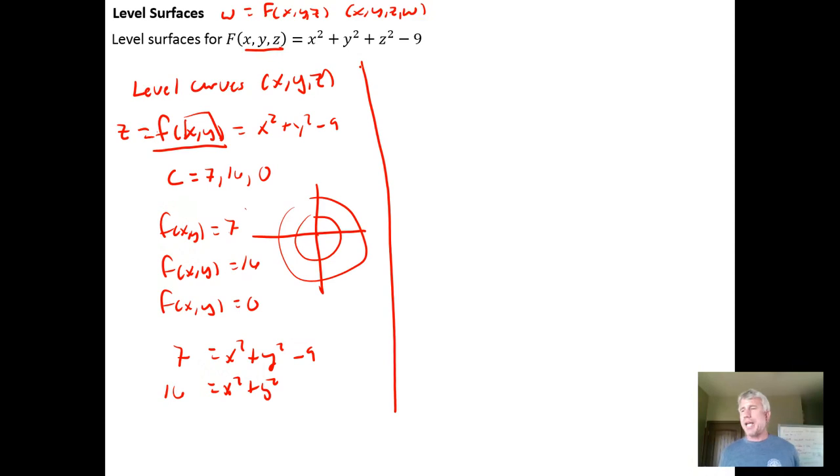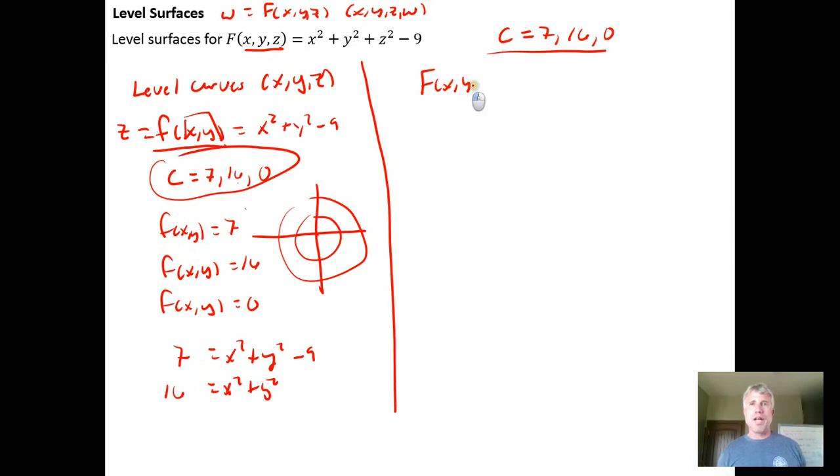So the idea is it's difficult to graph big F of x, y, z. But we can see what its level surfaces look like. So for example, if we take and set c equal to constant values like we did here, c equals 7, c equals 16, c equals 0, and then we set our function F of x, y, z equal to those constant values like 7, for example, then we would get 7 equals x squared plus y squared plus z squared minus 9. We've thrown in that extra component.